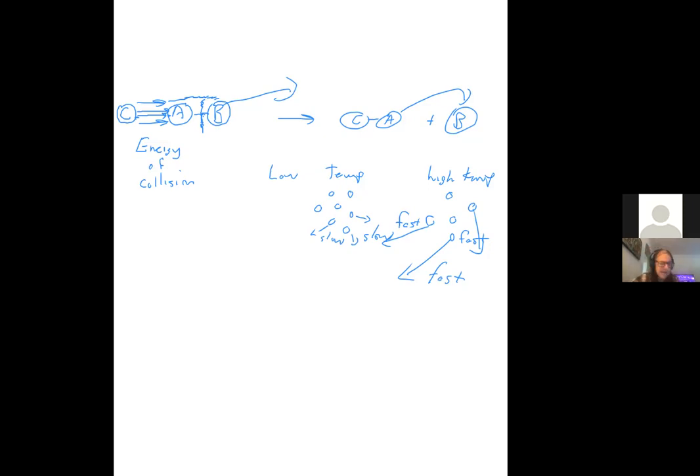Okay. Now, I want to show you a problem here that kind of connects this in. It's an important type of graph, and it's one that you want to be able to analyze.